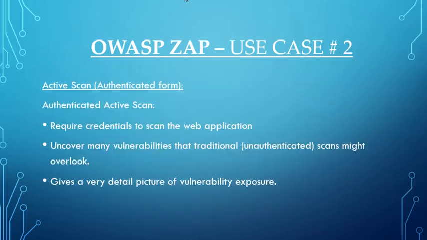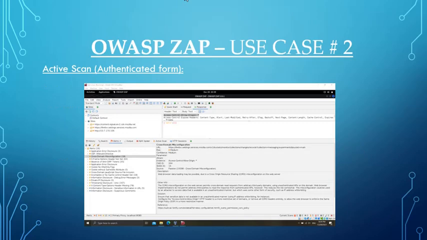Now use case 2, active scan through authenticated form. An authenticated active scan requires credentials to scan the web application. It uncovers many vulnerabilities that a traditional scan like an unauthenticated scan might overlook, and gives a very detailed picture of vulnerability exposure. These are some results of use case 2.